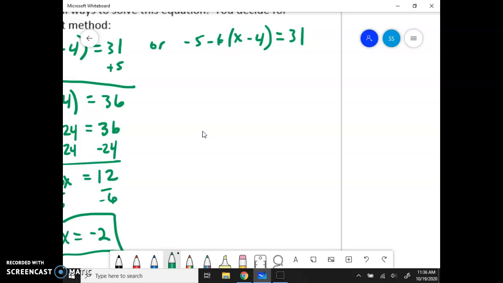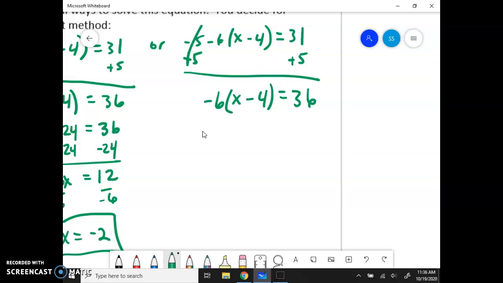First thing I'm going to do is add 5 and add 5. So it starts out the same. Then I have -6 times x minus 4 is equal to 36. Now one thing we can do here is, because this is -6 times x minus 4, we can do the inverse operation at this point, and we can actually divide here by -6, and that's okay as long as you do it to both sides.